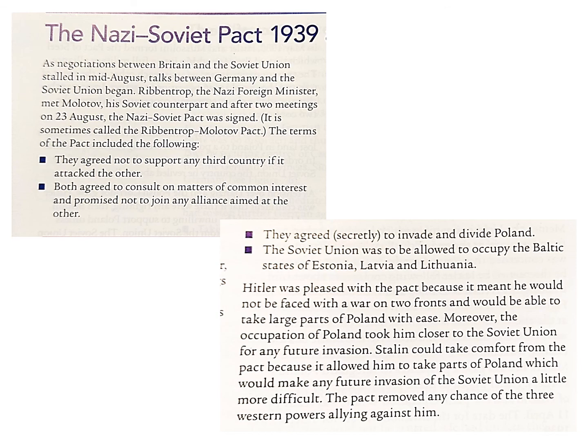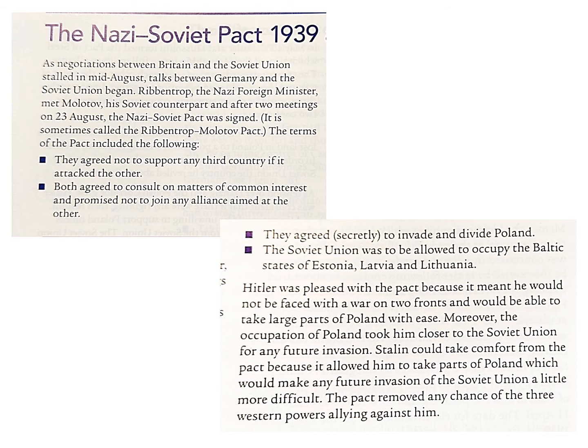So Germany agreed that if Italy attacked Russia or the USSR, Germany wouldn't agree with it, and they would say to Italy, oh, hang on, I'm friends with the USSR, don't attack them, and vice versa. Both agreed to consult each other on matters of common interest, and they promised not to join any other alliance if it was aimed at the other.